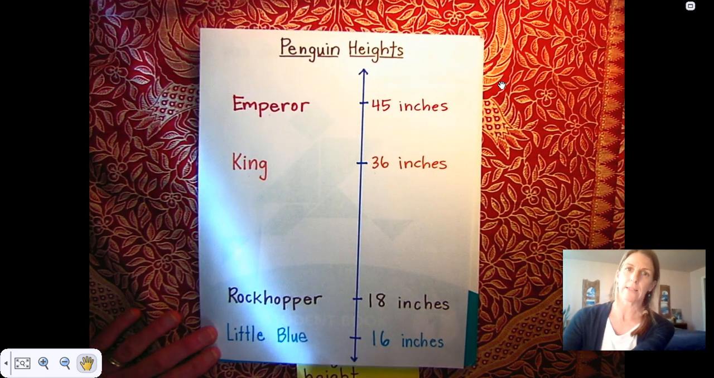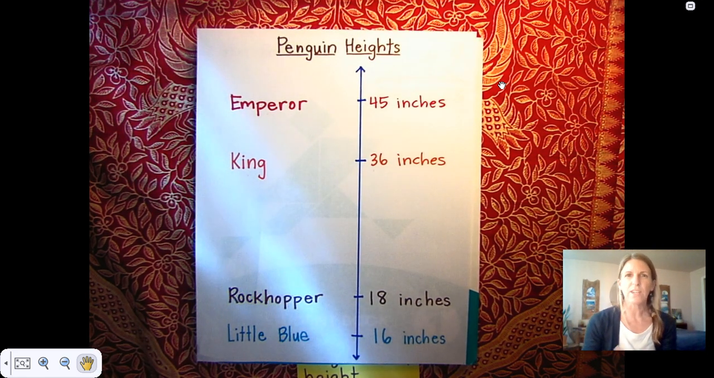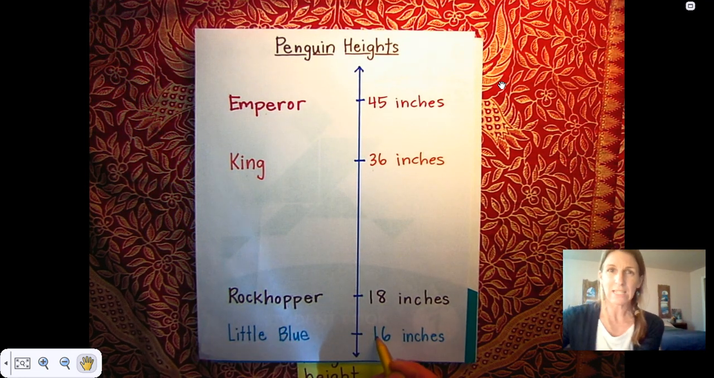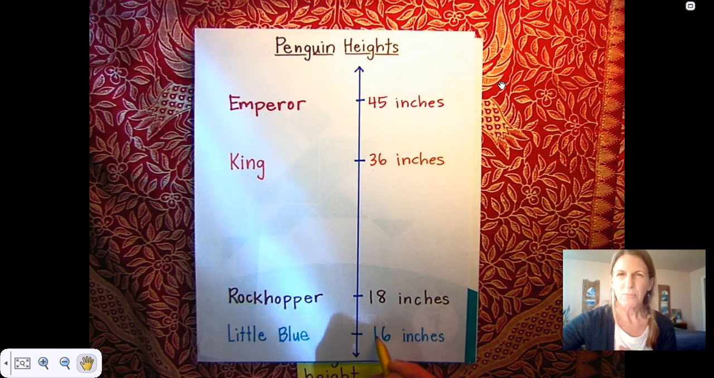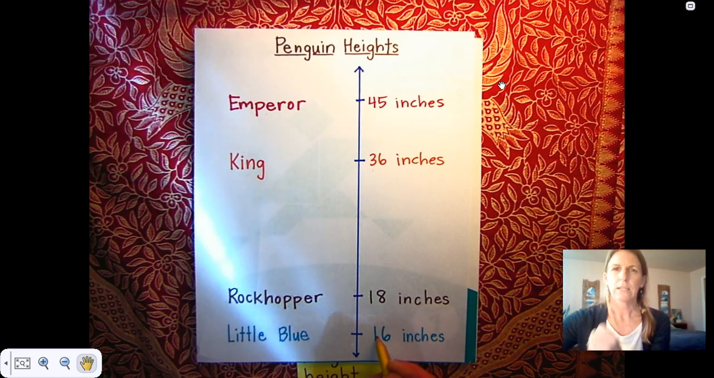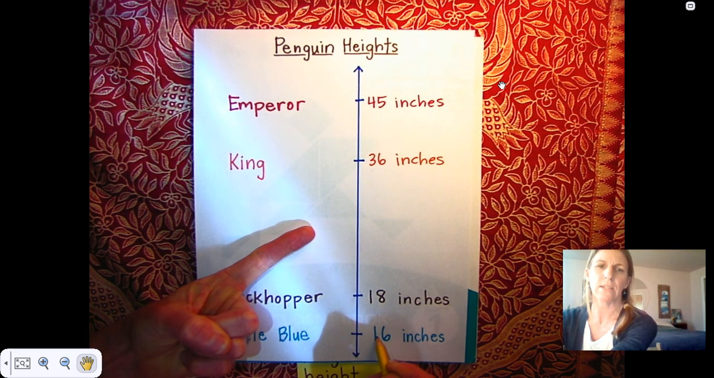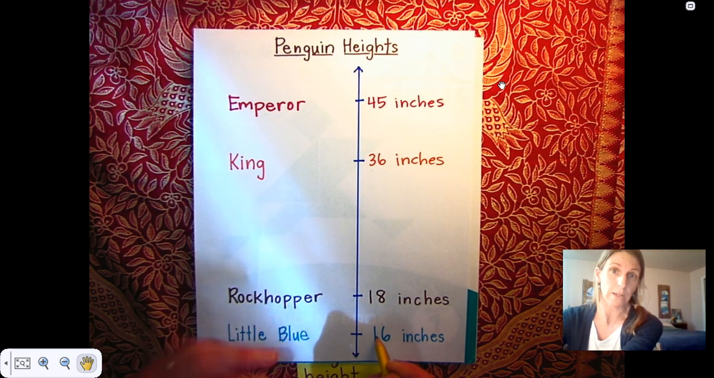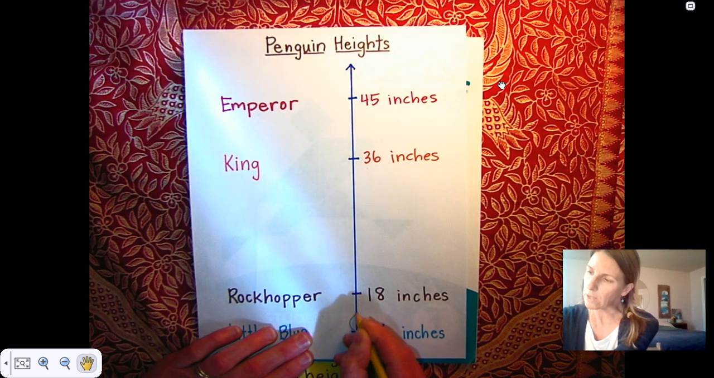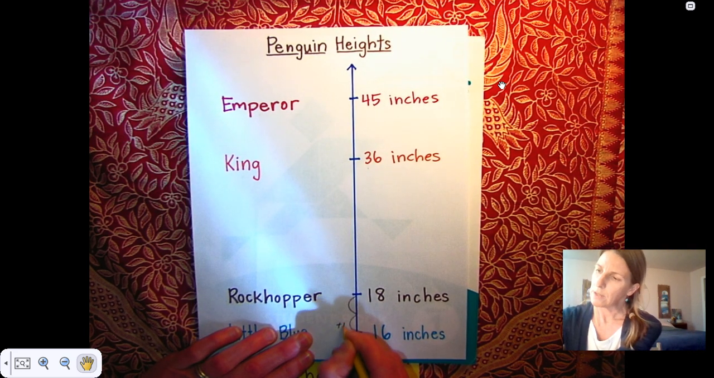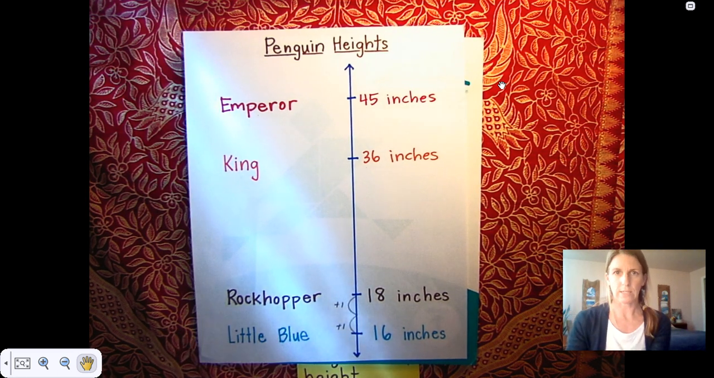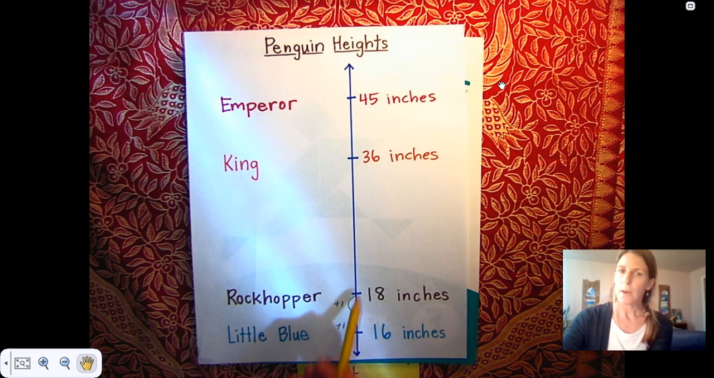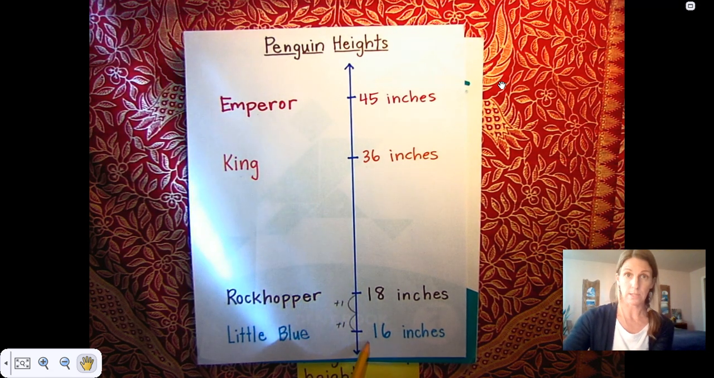And if you look at this number line, because that's what it is, we can figure out the distance between these heights. Comparing these heights. So from 16 to 18, how many is that? How many jumps would you have to make on a number line to get from 16 to 18? 16, 17, 18. Yeah, that's right, 2 jumps. So I could just show you there's 1 plus 1. 2 jumps to get to 18. Or 18 minus 2 equals 16.